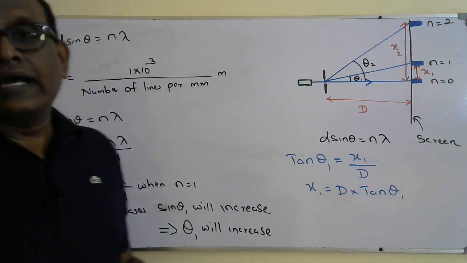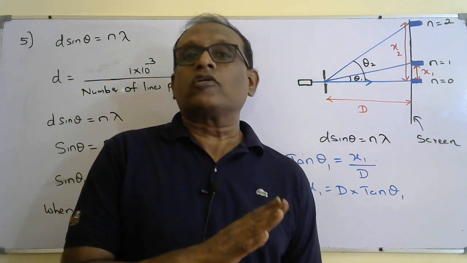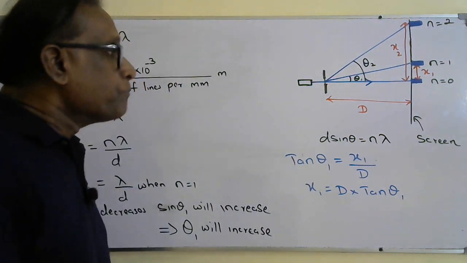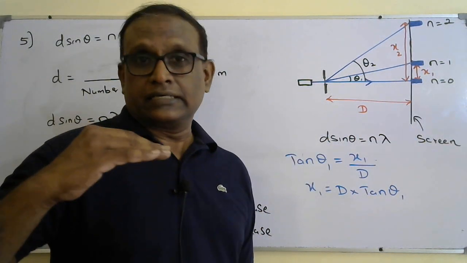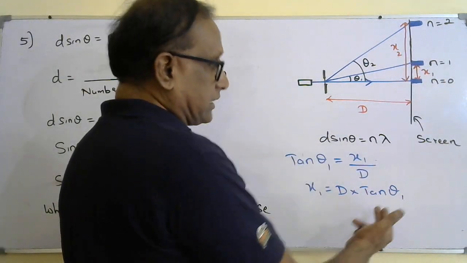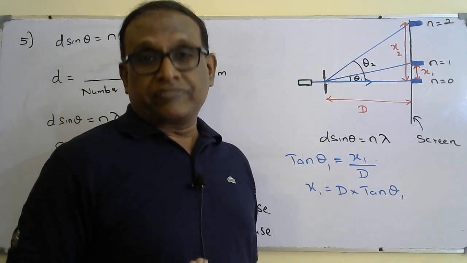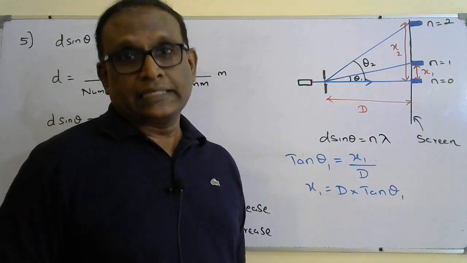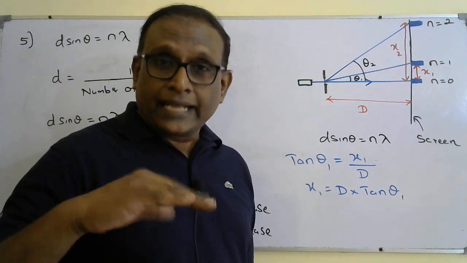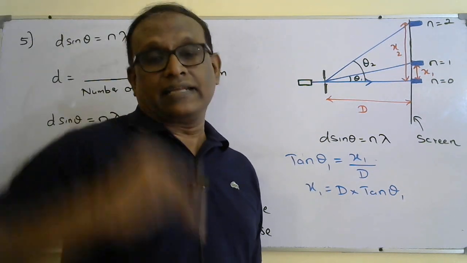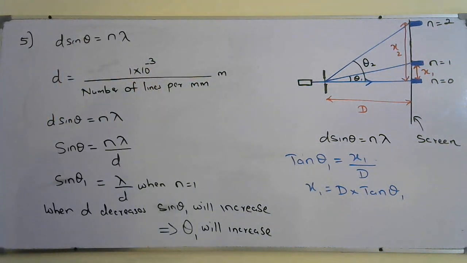So I can give the final conclusion. When we use a diffraction grating with more slits per millimeter, what will happen? The distance of the bright bands from the 0th order will increase. First order I just took as an example. In the same way, the distance of the second order also will increase. So all the distances of the bright bands from the 0th order will increase when we use more lines per millimeter. You must know this.